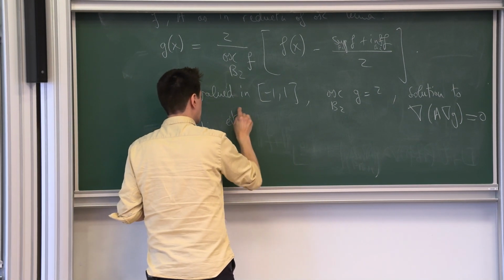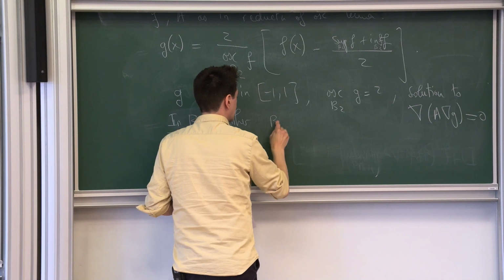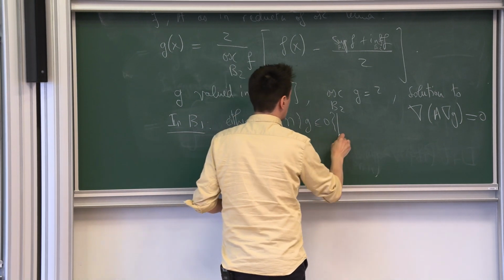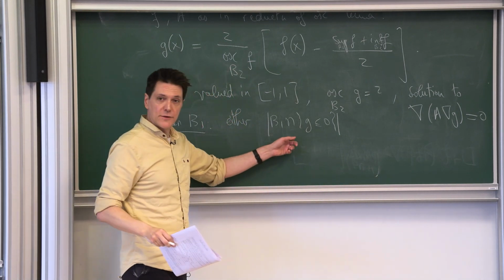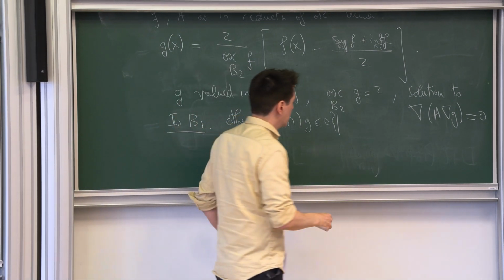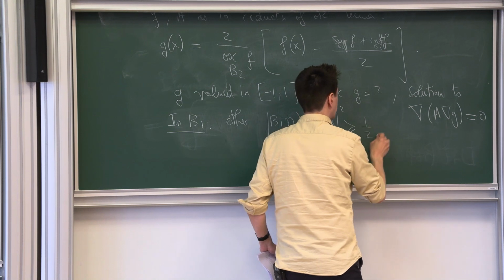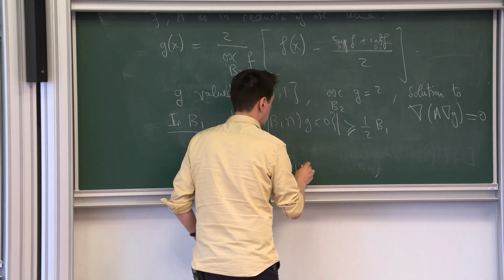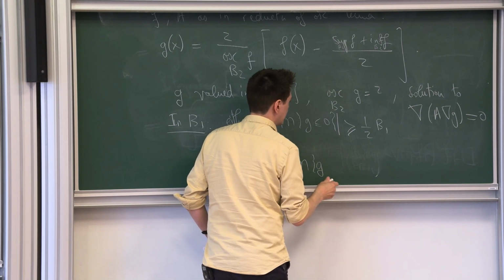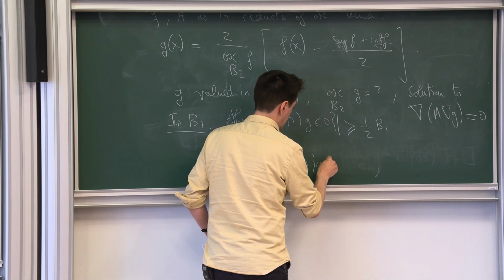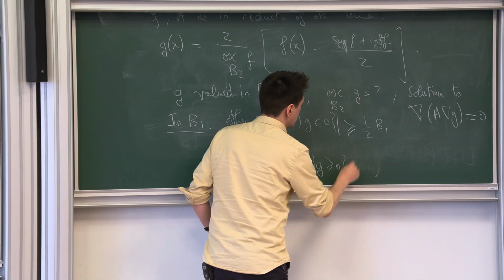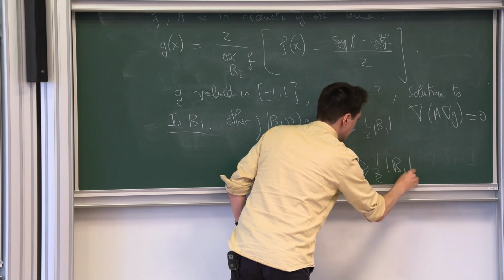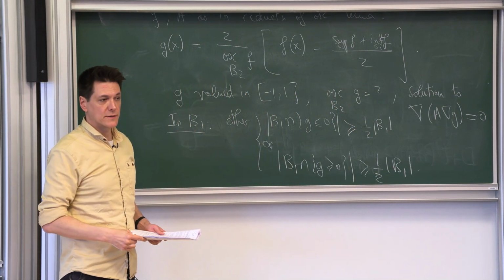Either the mass, I'm calling it a mass for lack of a better word, but let's say either the measure where G is less than 0 is greater than half of B1, or the measure where G is greater than 0 is greater than half of B1. So it's the measure here. Well, one of these has to hold.